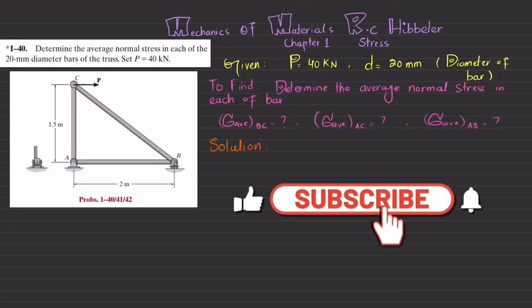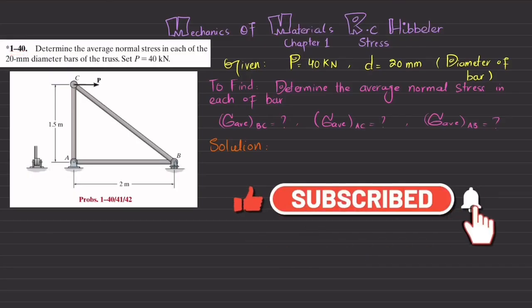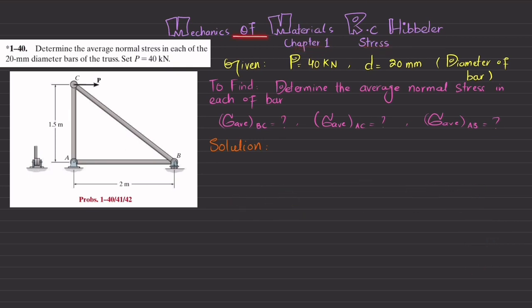Welcome back. Problem 1-40. This problem is taken from chapter number 1, that is stress, and the book name is Mechanics of Materials by R.C. Hibbeler. The statement is: determine the average normal stress in each of the 20 millimeter diameter bars of the truss, set P equal to 40 kilonewton. You can see this is the truss made of bars AB, AC and BC that have a diameter of 20 millimeter, and P is equal to 40 kilonewton.